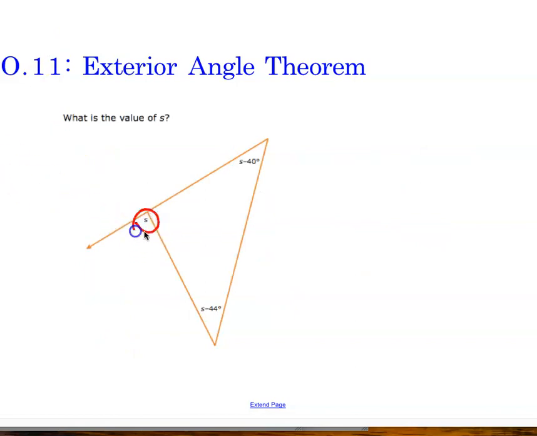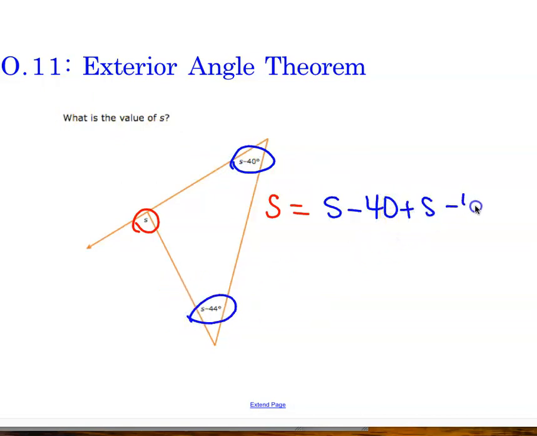So same thing, the exterior is S. It has to equal the sum of the two opposite interior. So I have S minus 40 plus S minus 44. I am going to combine my like terms, so I get 2S minus 84, and that has to be equal to S, right?